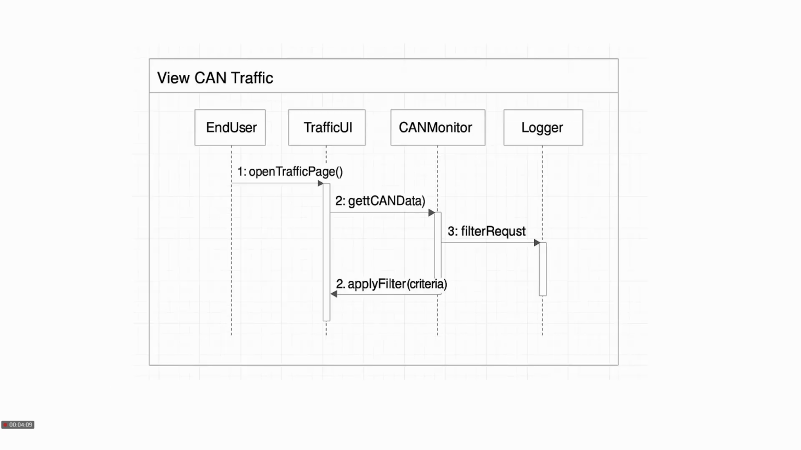Our ninth sequence diagram is view CAN traffic. This sequence begins when the end user opens the CAN traffic page. The traffic UI gets the data from the CAN monitor and applies user-specified filters. The filtered results allow targeted inspection of the traffic, an essential tool for debugging and forensic review.